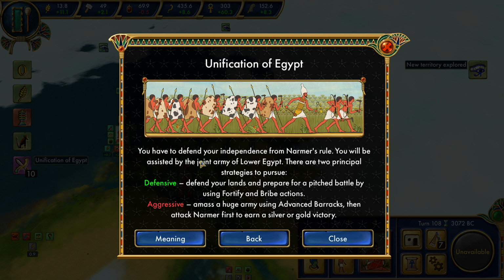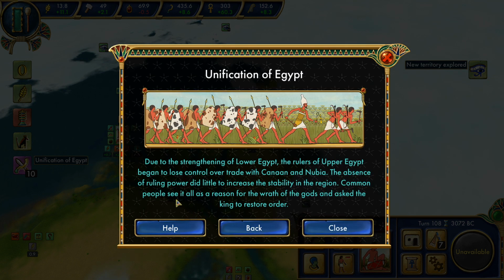If we look at our explanation here, we must defend our independence from Narmer's rule. Assisted by the joint army of Lower Egypt, we can do defensive or aggressive, and aggressive is the only way to earn a silver or gold victory. Now, this description here is, I think, speculative is the kindest way I can say it.